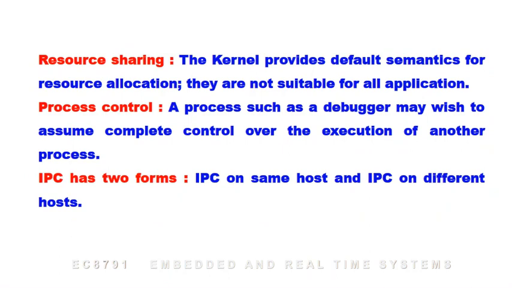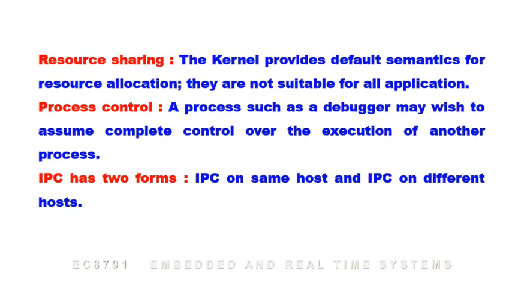Resource sharing. The kernel provides default semantics for resource allocation. They are not suitable for all applications. Process control. A process such as a debugger may wish to assume complete control over the execution of another process.